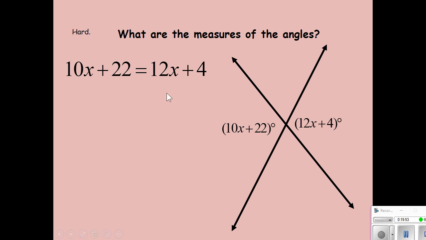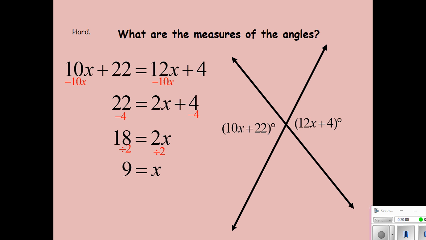We would subtract 10x from both sides, and have 22 is equal to 2x plus 4, then subtract 4 and divide by 2, we'll get x is equal to 9. If you were asked to find the angle measure, the actual measures of these angles, take the 9 and plug them in for x. 10 times 9 is 90, plus 22 is 112. If you plug in 9 for the other one, you should get the same answer.